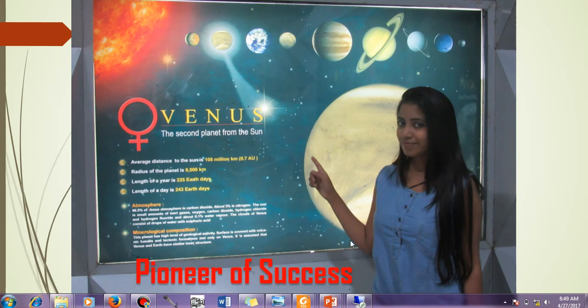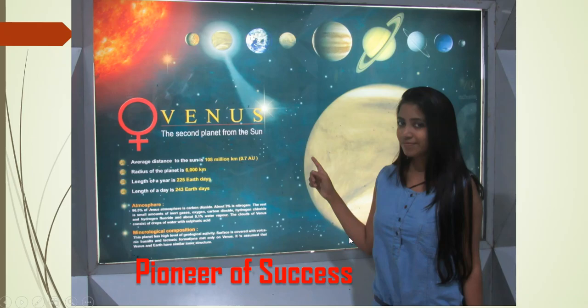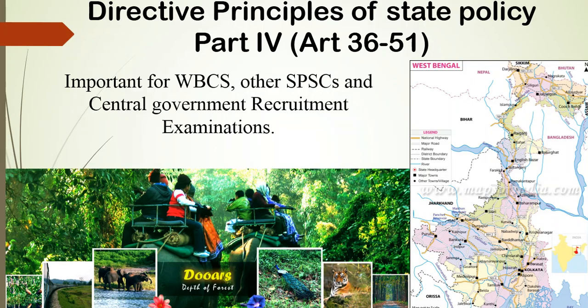So we'll be continuing with the WBCS series which we have already started, and today we'll be discussing the Directive Principles of State Policy, that is Part 4 of the Indian Constitution. And the articles contained in this part are Article 36 to Article 51. This number you should remember because there might be an MCQ question from this.